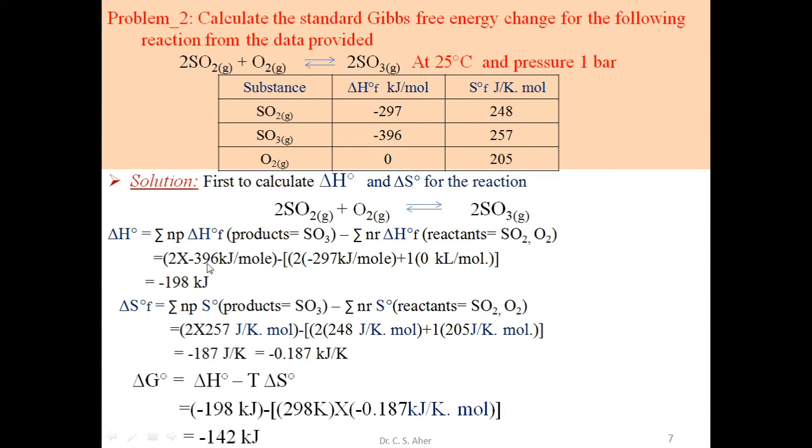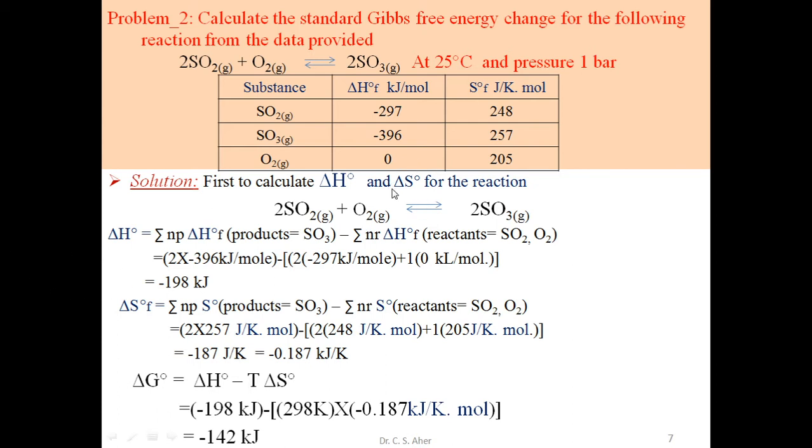Multiply this factor by 2, again multiply by 2. This becomes positive. This value is negative, this value is positive. Subtract this, and we get the final answer minus 198 kilojoule. We carried out this calculation on the calculator, so there is no need to explain it. You simply practice the calculation, and you can understand it.